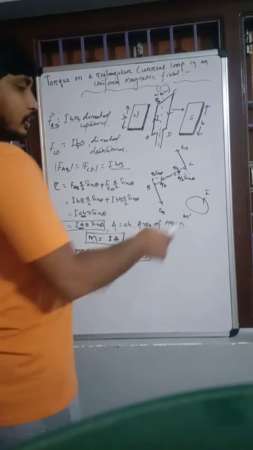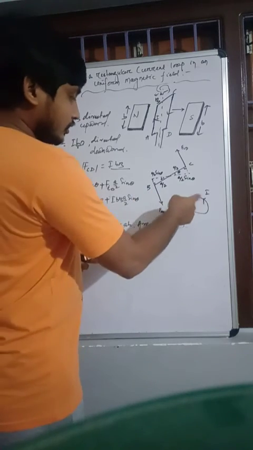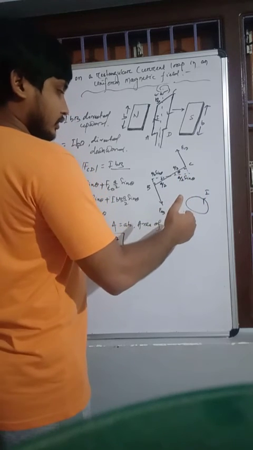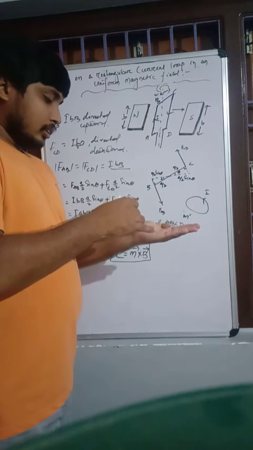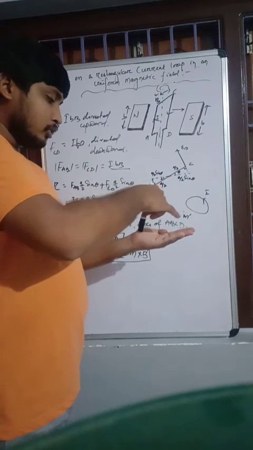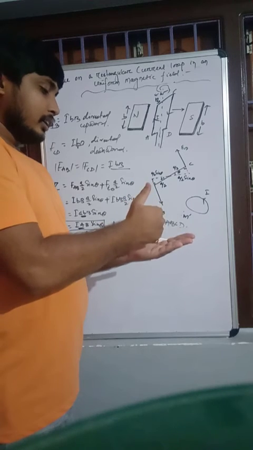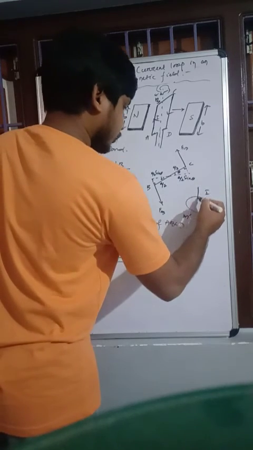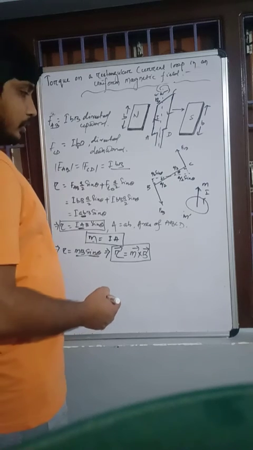For that you have to use your right hand thumb rule. Curl your four fingers in the direction in which the current is flowing in the loop. Suppose the current is flowing anti-clockwise. If I curl my four fingers, the thumb is directed upward. So in this case, the direction of the magnetic moment will be upward. This is the direction of the magnetic moment.